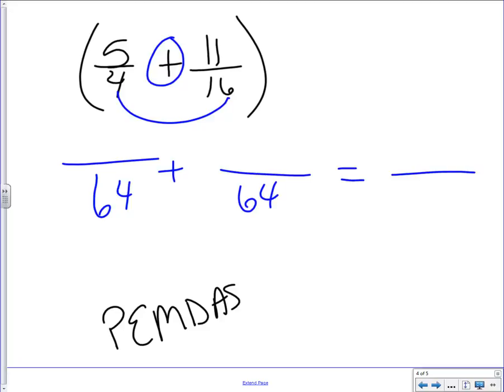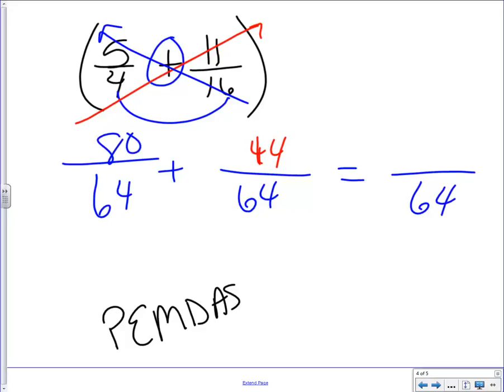I know that my final answer will still have a denominator of 64. Okay? For me to find my top numbers, I multiply from the bottom to the top and get 44. And I multiply from the bottom to the top, 5 times 16, and I get 80. Okay? The red is on the right side because I went from bottom to top and I ended up on the right side. That's why it stays on the right. Okay, so that's how you do this.